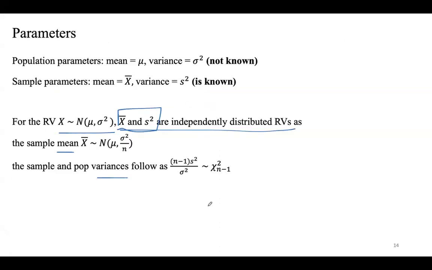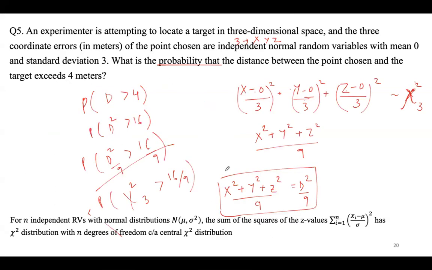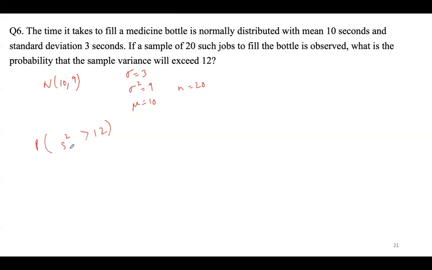So let's go back and see what we are going to use. If you remember, (N minus 1) S square by sigma square follows a chi-square distribution with n-1 degrees of freedom. So what I can do is divide both sides by sigma square, so 12 divided by 9, and then multiply this by n-1.